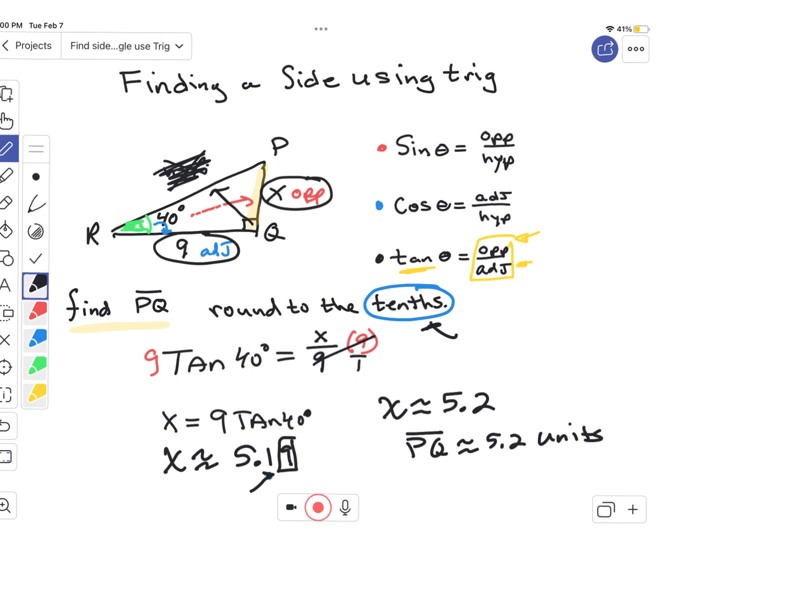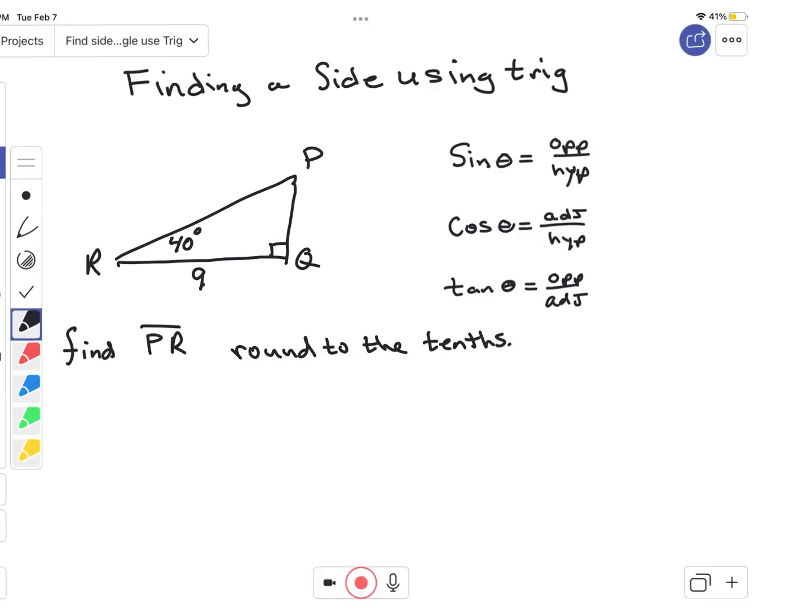One last problem. See if you can do this last problem. Pause the tape. Okay, this one's a little bit trickier.